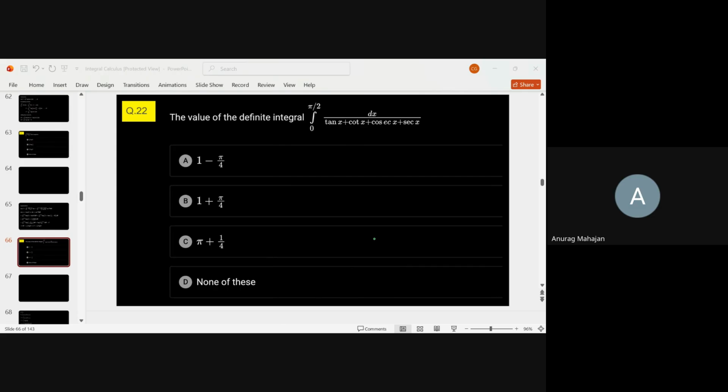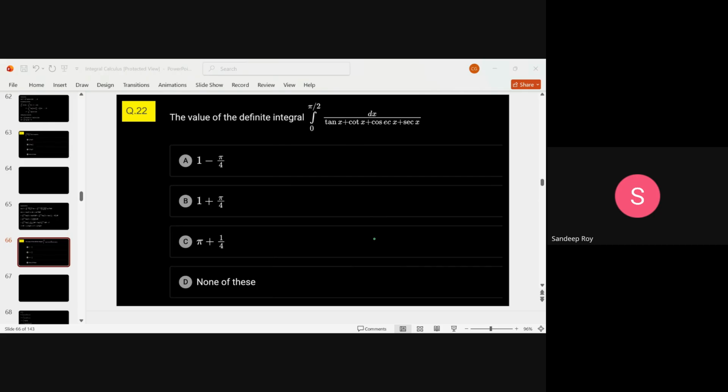Sir, I did that and I got integral 0 to pi by 2 sin x cos x dx by 1 plus sin x plus cos x. Okay. So after that, simplify that one further. Make everything into x by 2 form. Make sin x into sin x by 2, cos x into cos x by 2 form. Then you can proceed further.